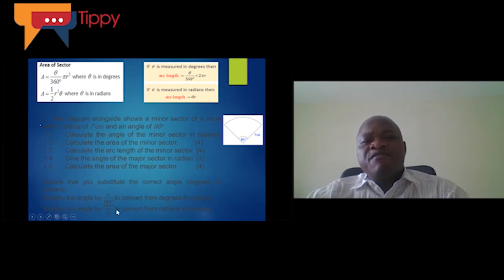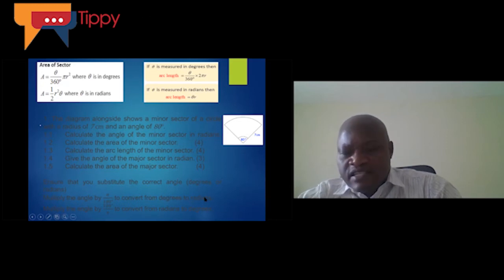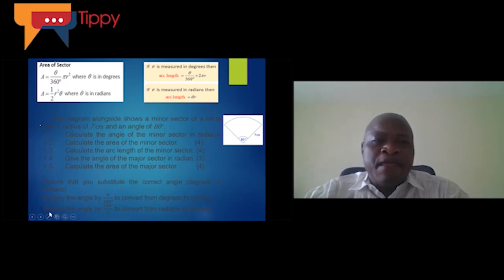down there I have given you two options. The first one is when you're converting from degrees to radians, which is what is applicable here. So you will multiply 80 degrees by pi over 180 degrees. Simplify it and write down your answer.